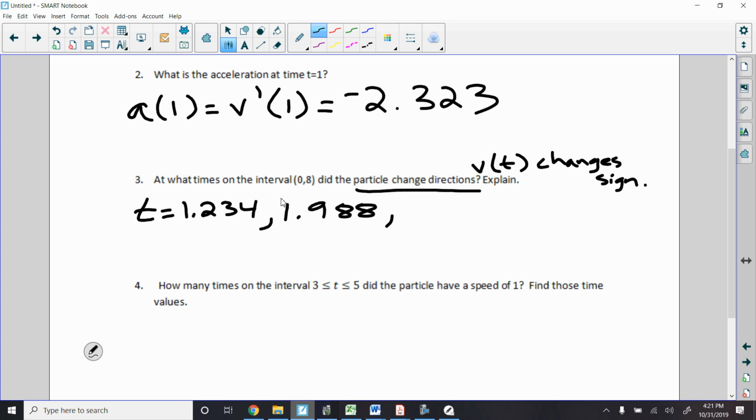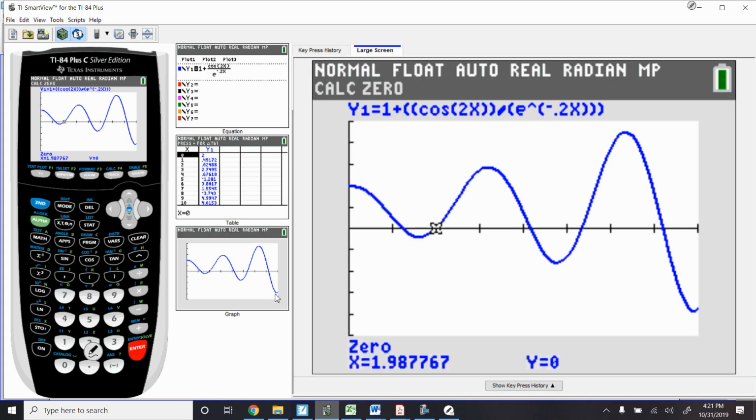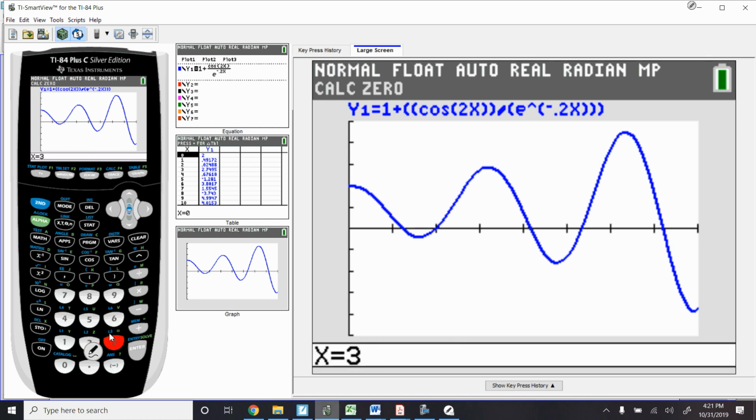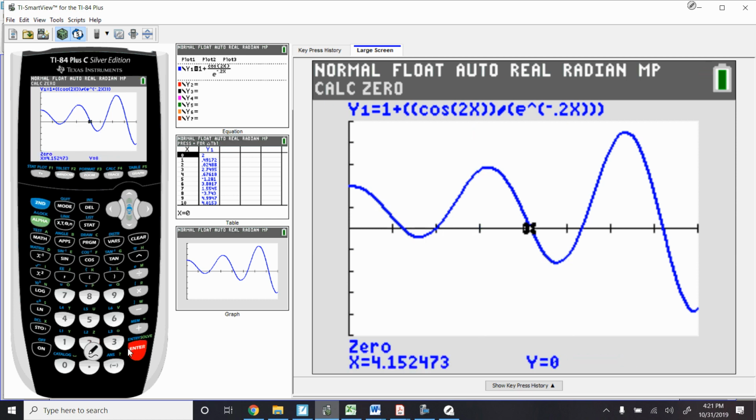And again, I'm only reporting these zeros because I can see that the velocity does change sign there. Just keep that in mind. Okay, next zero. I got 3 more to go. Let's do it quick. So I'm going to use 3 as my left bound, and I'm going to use 5 as my right bound. And my next one is at 4.152.